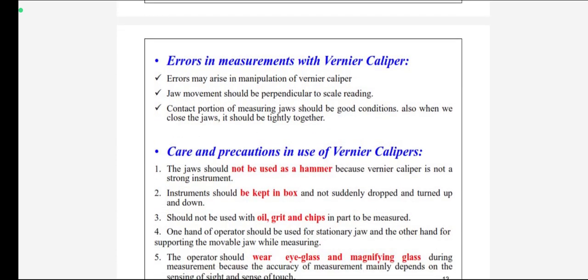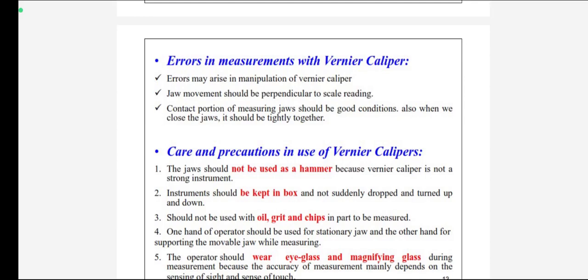Next, the errors in measurement with the vernier caliper. What errors occur in measurement with the vernier caliper? Errors may arise in manipulation of the vernier caliper. The jaw movement should be perpendicular to the scale reading, and the contact portion of the measuring jaws should be in good condition. These are the errors that can be made when using vernier calipers.